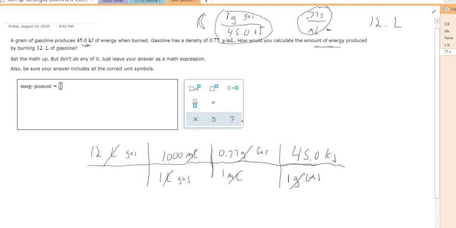And so if I was to actually do that math, now ALEKS doesn't want you to do it. They just say put in the equation. But this is exactly how I would put in that equation. Okay, remember these are going to be multiplications in between here. Okay, so that is how I would do this particular problem. That's how I would set it up.